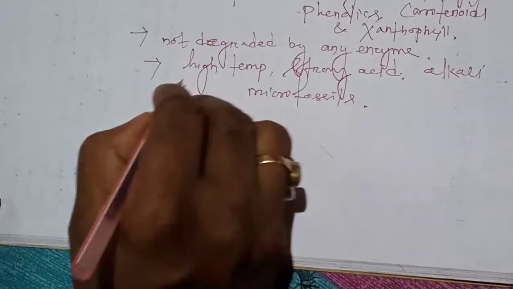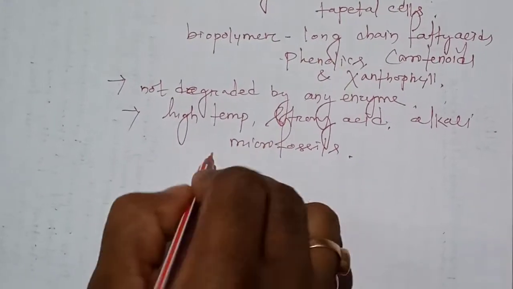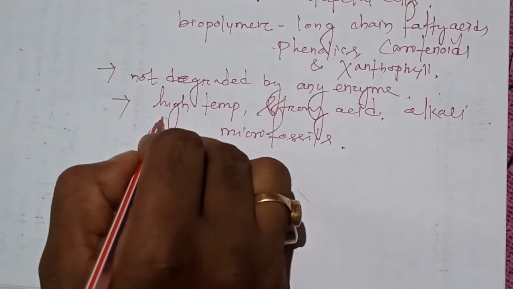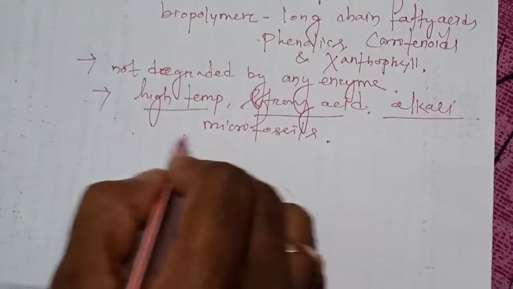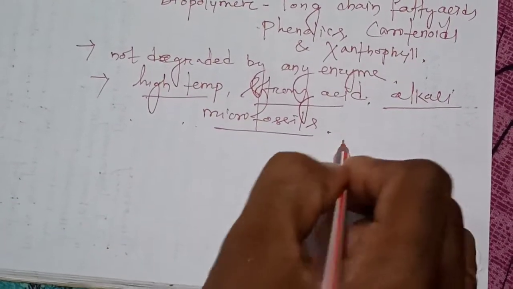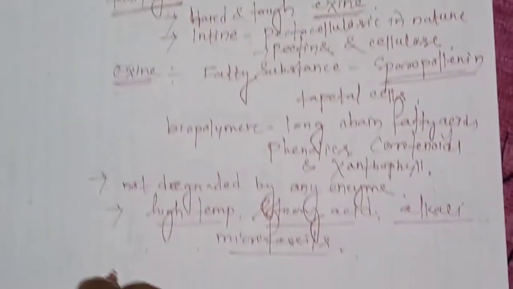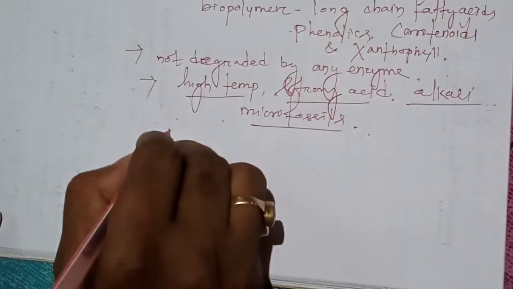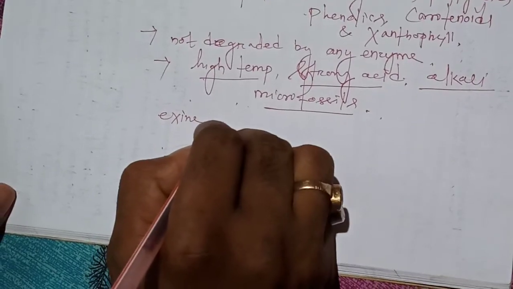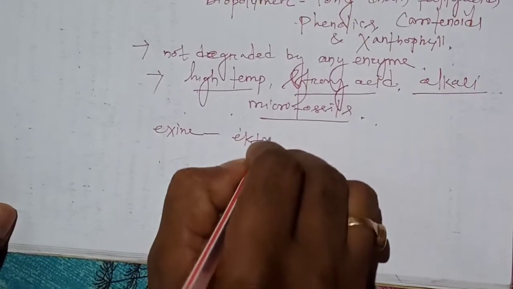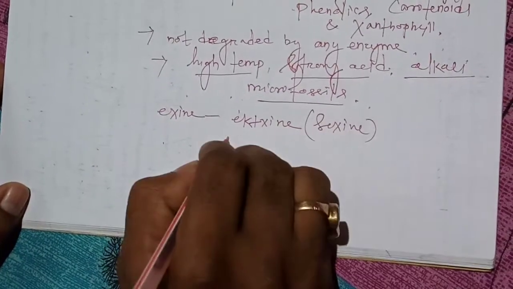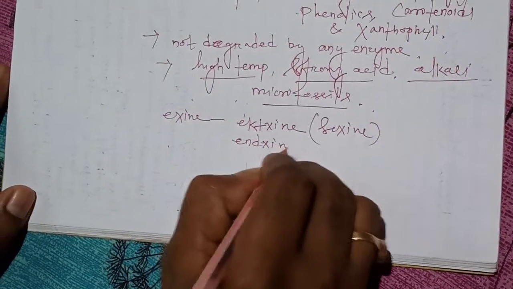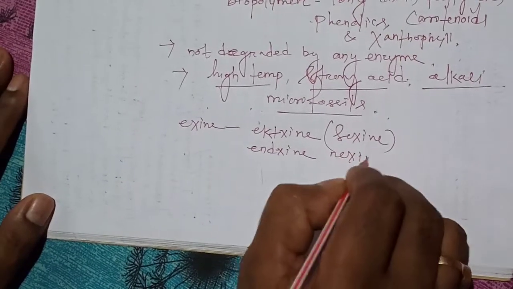So let's go to the structure of sporopollenin. It is not affected by high temperature, strong acid or alkali, so it is well preserved as microfossils. Exine is further differentiated into outer exine, also called sexine, and inner endexine, also called nexine.